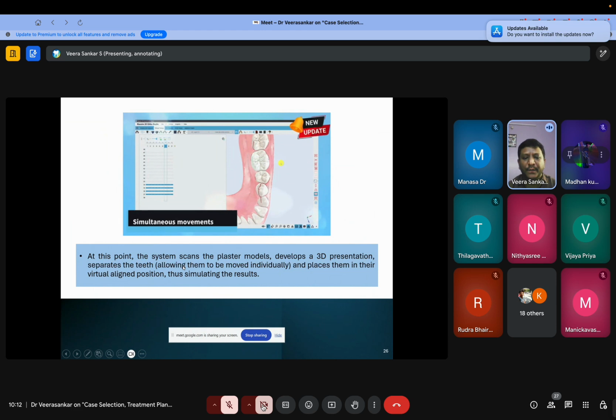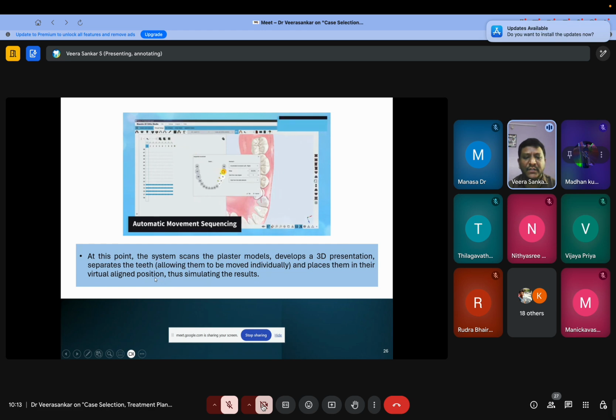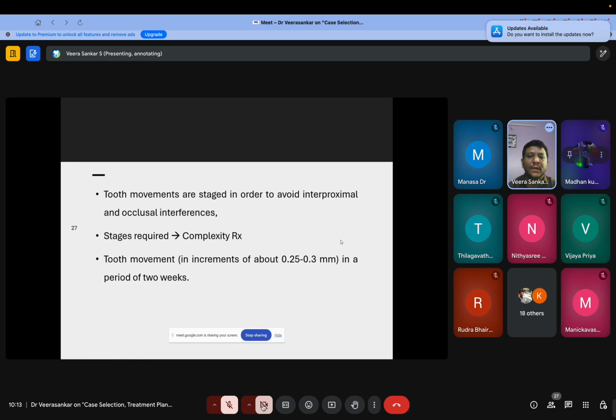So at this point, the system scans the raster models for various impression or interval scan, and it develops a 3D presentation. It separates the teeth, allowing them to be moved initially, and places them in their virtual aligned position, thus stimulating the axis. Tooth movements are staged in order to avoid the interproximal and occlusal interference.